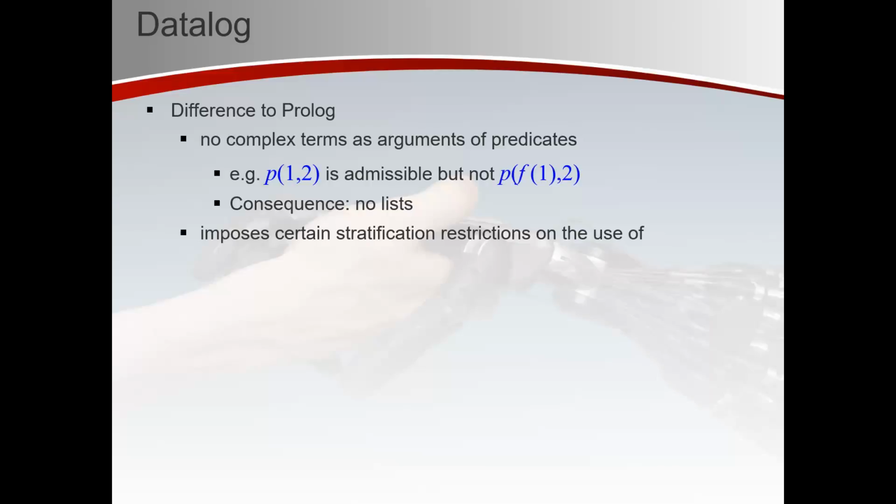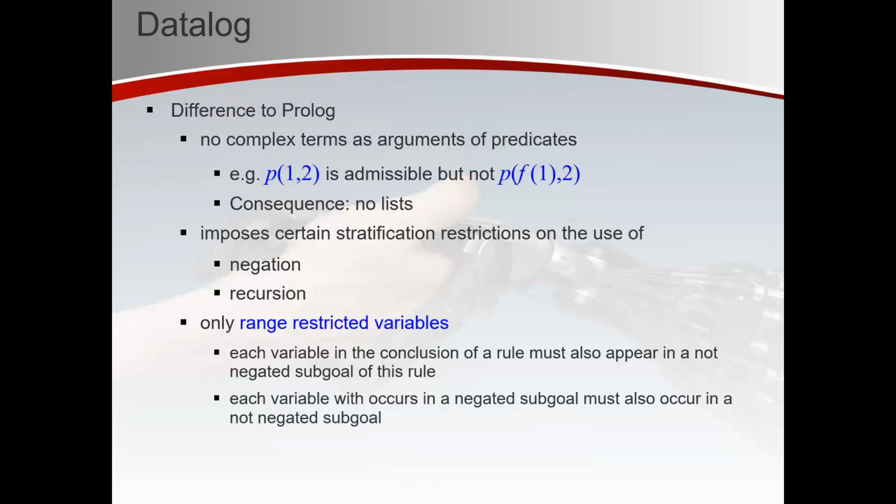And Datalog imposes certain stratification restrictions. We'll talk about what this means on the use of negation and recursion. So negation and recursion are in some way restricted. And the restriction has a name, stratification. And the last one is that only range-restricted variables are allowed. So variables can be very free, and something might happen with them, but they're restricted to the range of values that comes from the database.